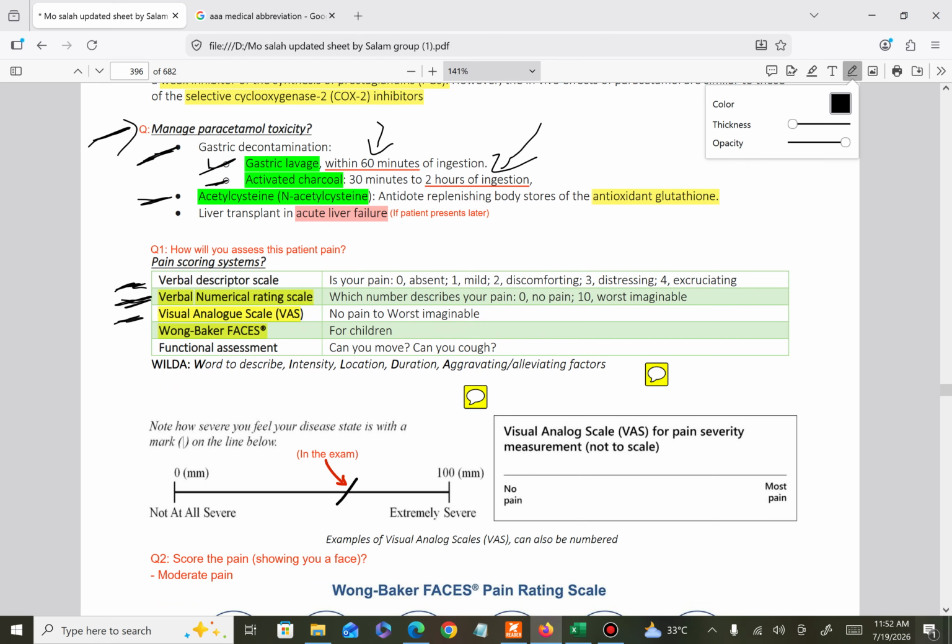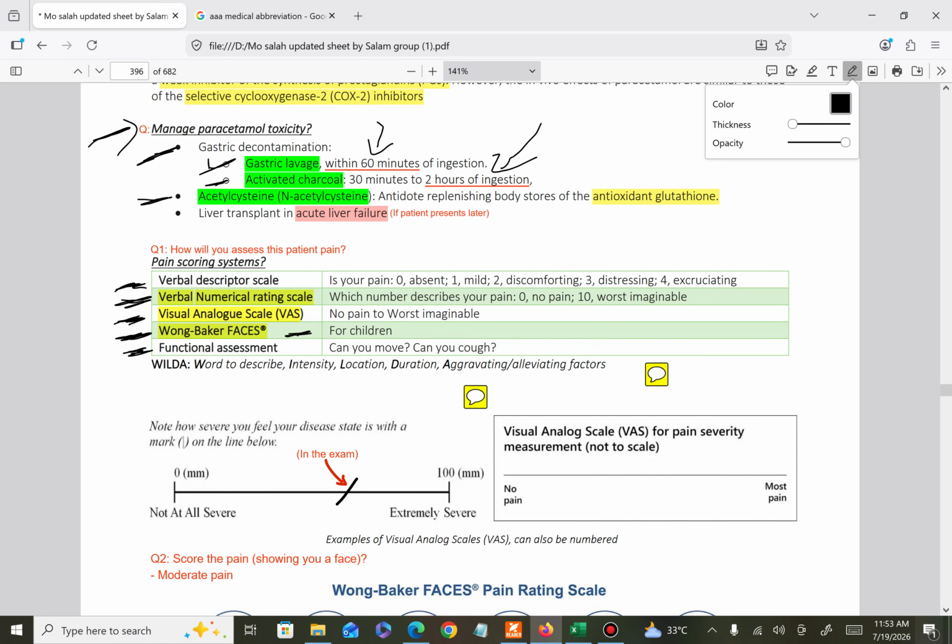Then the third scale is the visual analog scale. No pain to worst imaginable. Okay. Then the Wong-Baker faces. These are used for children, so we are basically using the faces, and the expression of the faces will show us the pain of the children.